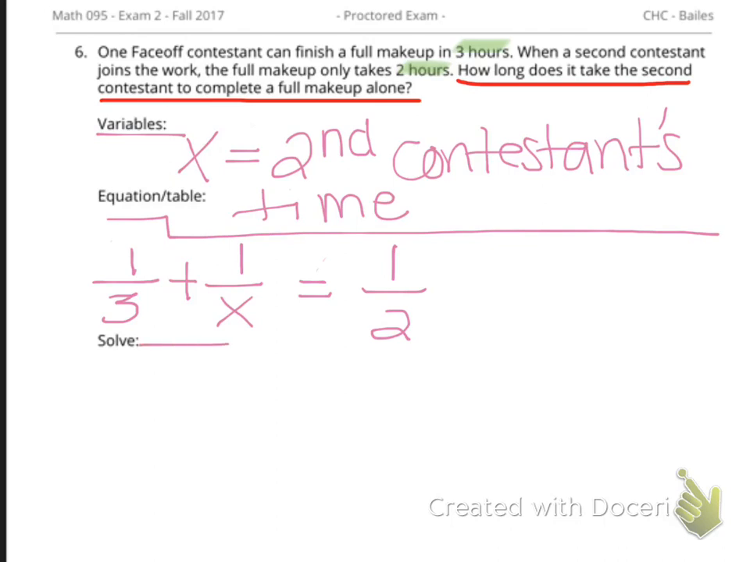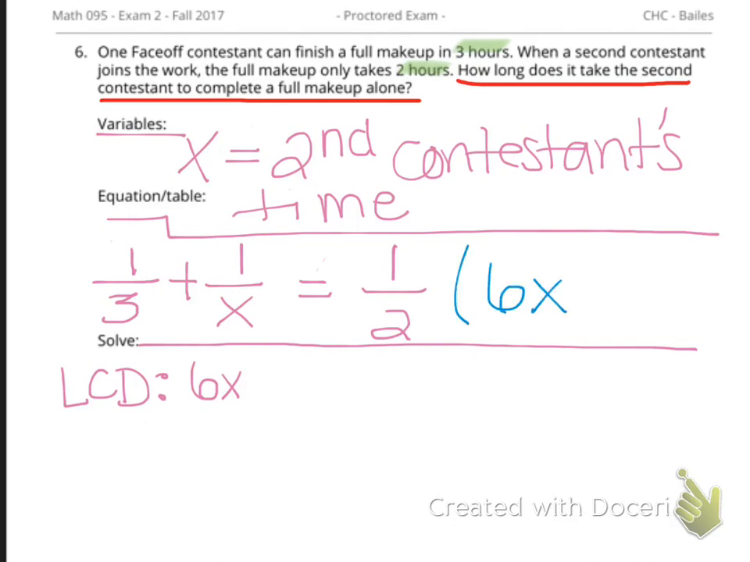In order to solve an equation with fractions, we need to find an LCD. The LCD for this is 3 times x times 2, because none of these things can be reduced any further. So that's just 6x. I want to multiply both sides of the equation by the LCD, which is 6x, and then I'll simplify it below as I'm solving it.